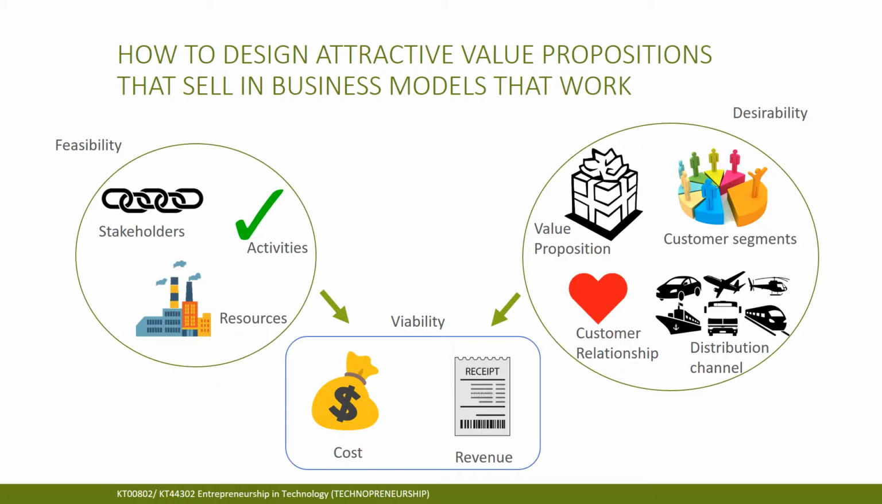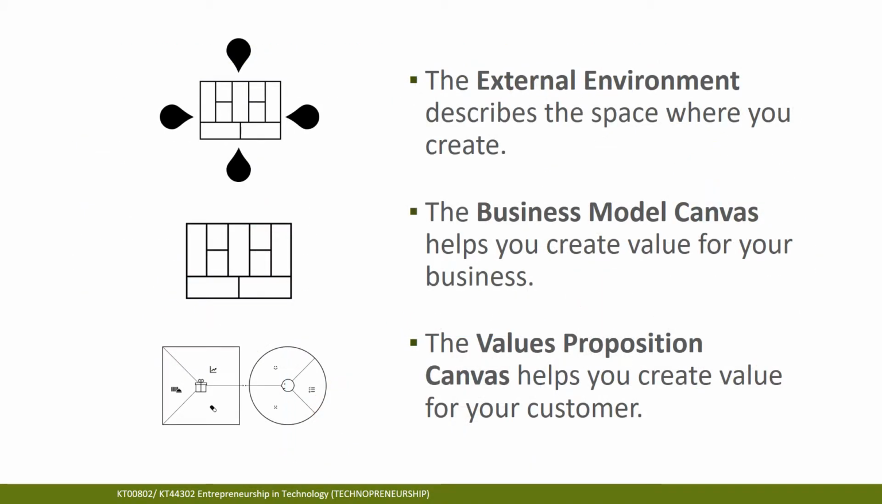Viability is explored through cost structure and revenue streams. Viability is about the dollars, how many we earn and how many we spend. No matter your legal structure, you need a surplus to survive, meaning there's money left over at the end of the day. We need to be viable, or else we'll go bankrupt. The external environment describes the space where you create.